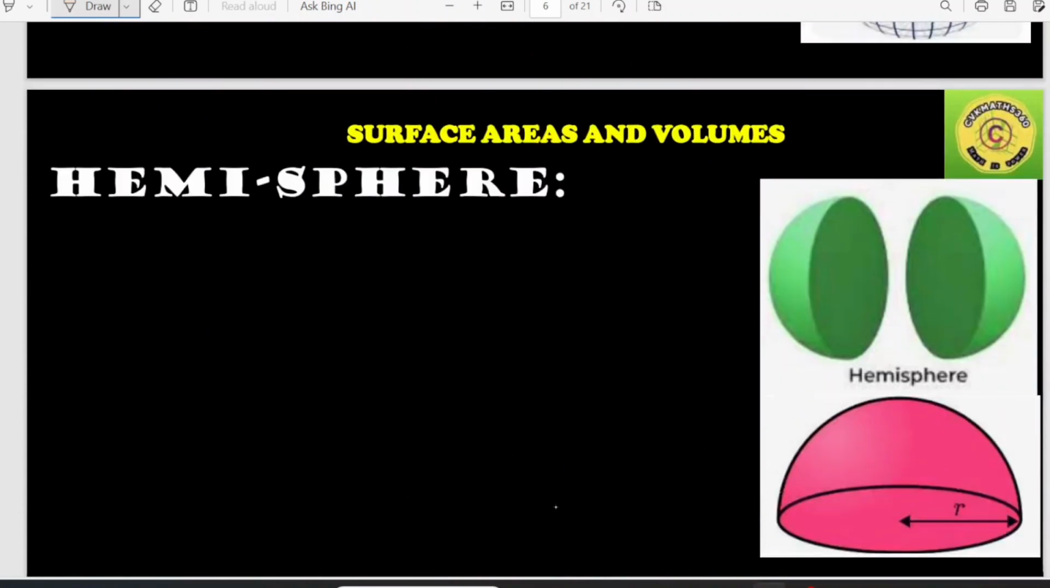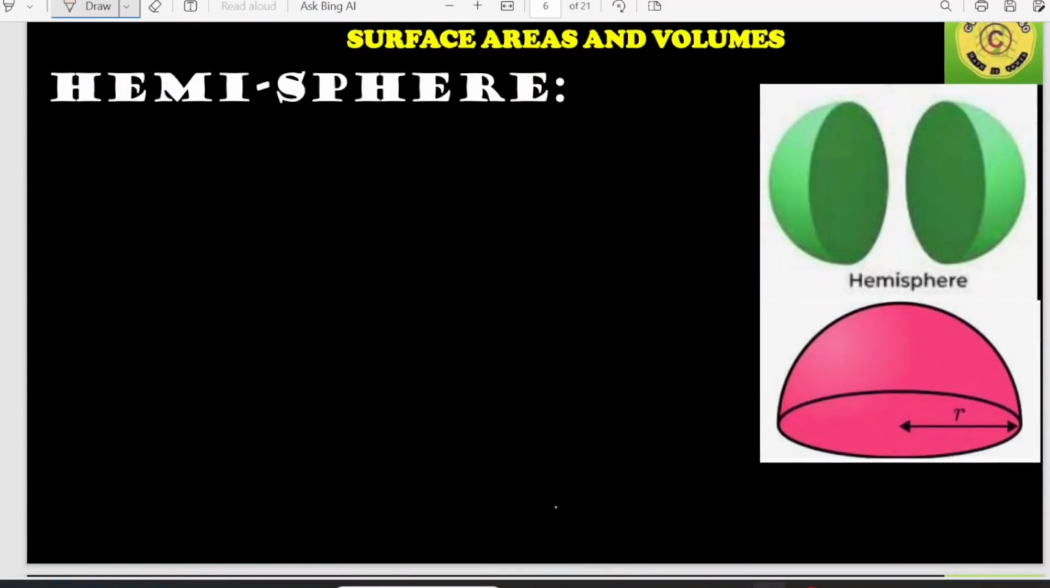Next, hemisphere. Radius r, and the height of the hemisphere will be the radius only. Here we have only one face, either base or top. So we have CSA and TSA. CSA, curved surface area, is equal to 2 pi r square, exactly half of the sphere.